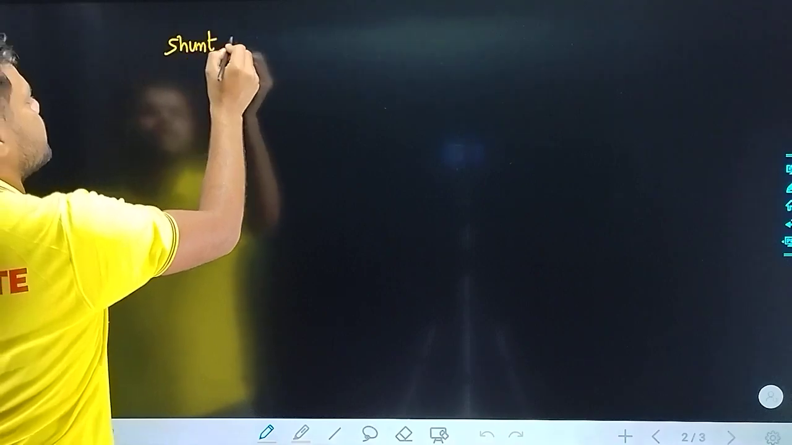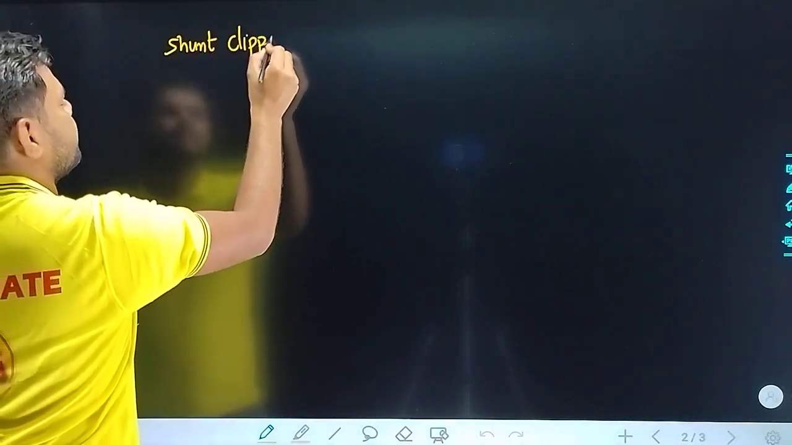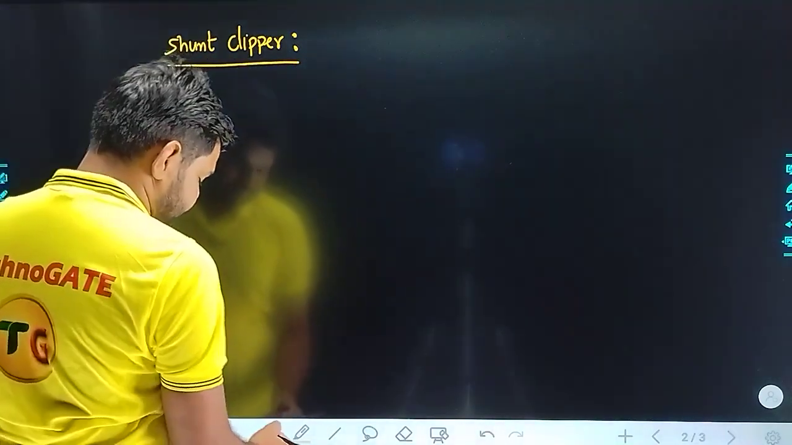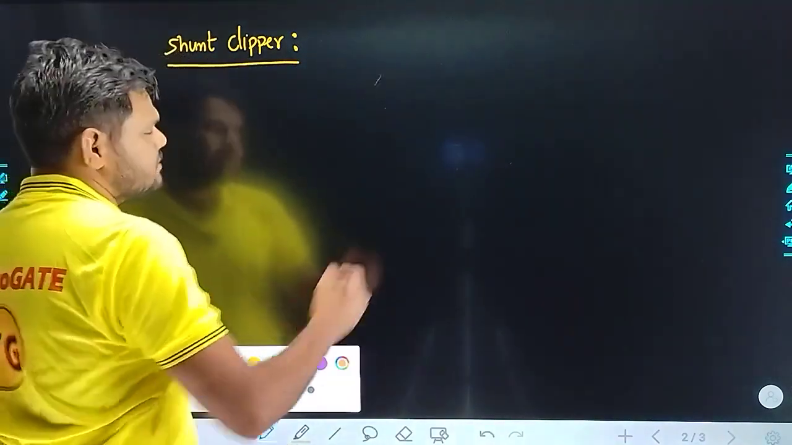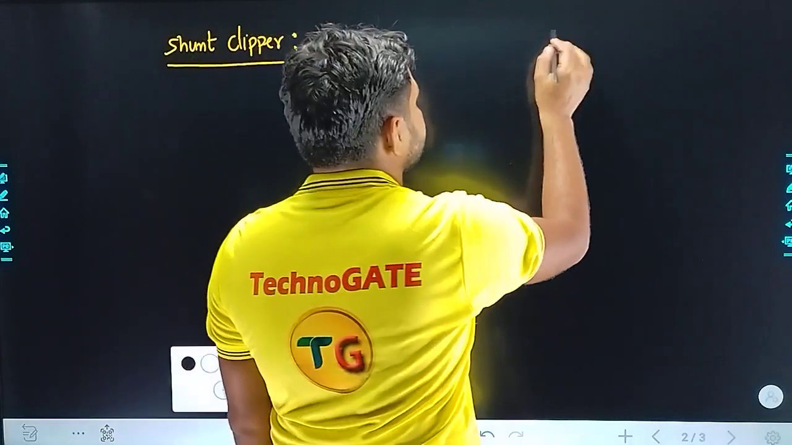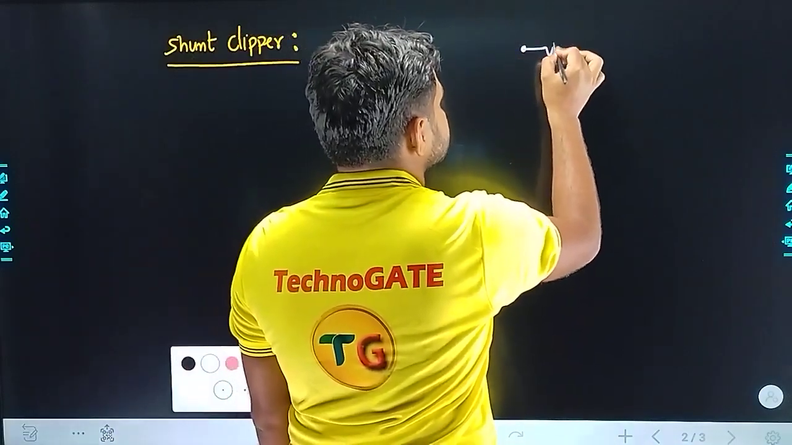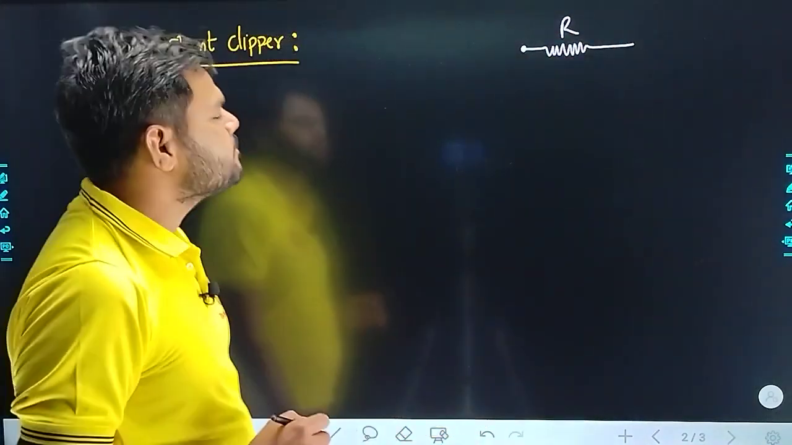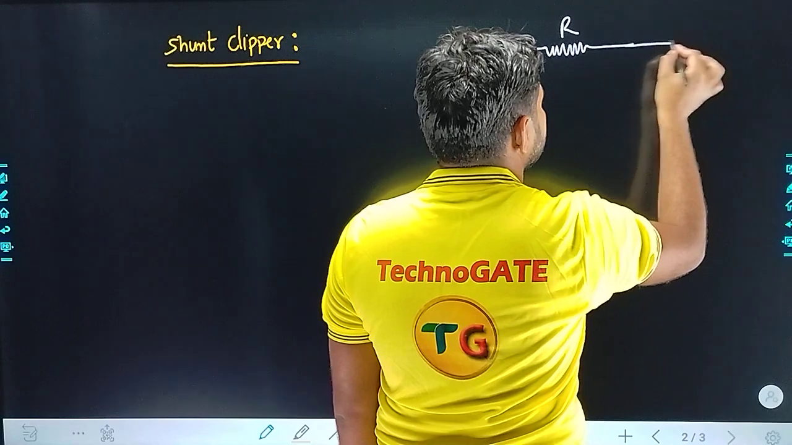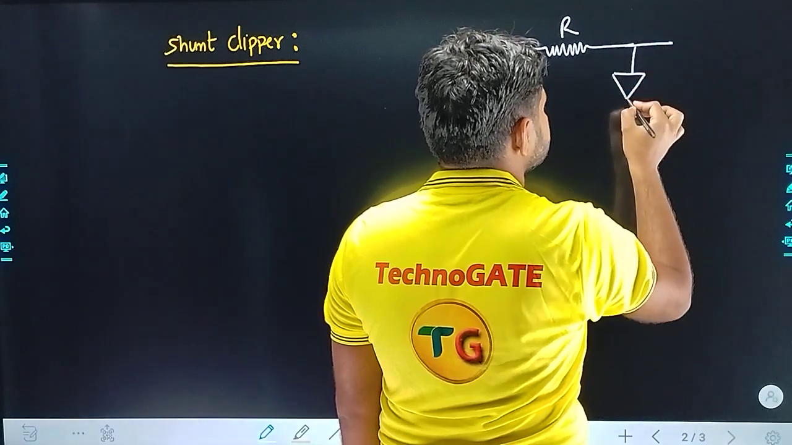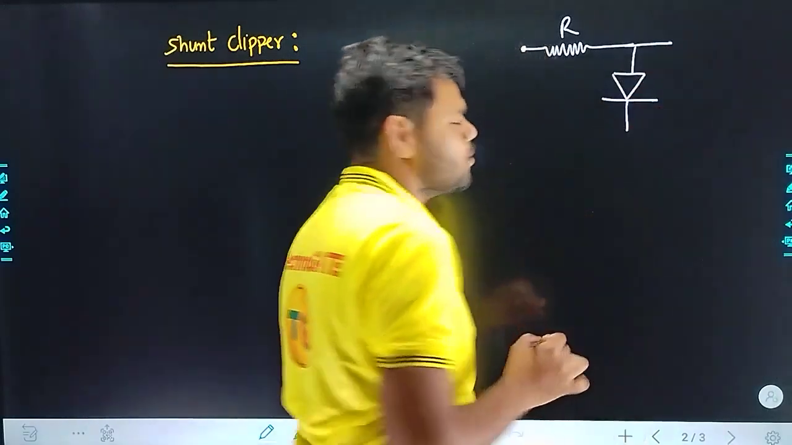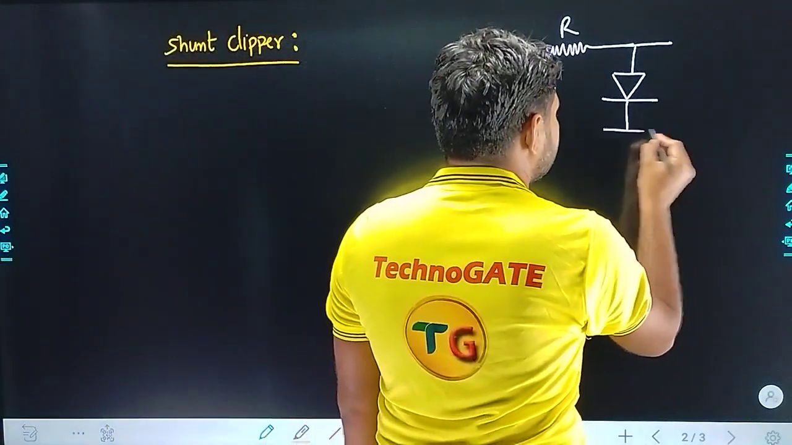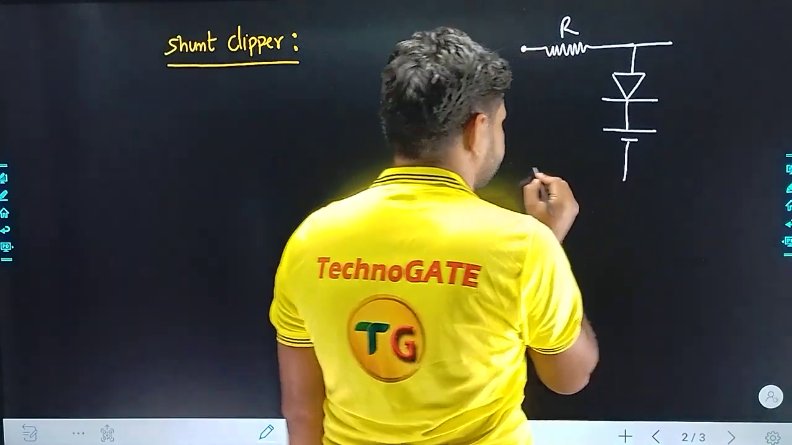That is called shunt clipper. Of course, as I have already discussed the definition, now let me draw a circuit for the shunt clipper. Suppose this is the resistance R that we have connected over here, and one diode I am connecting here. Of course this is a shunt clipper, so the output will be taken in shunt with the diode, and here we have connected the reference voltage.